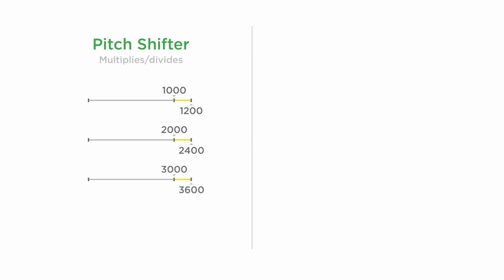Let's start with a quick look at the difference between frequency and pitch shifting. In short, a pitch shifter multiplies or divides incoming frequencies by a certain amount. For example, if you feed a pitch shifter a 1000 Hz signal and set it to output 1200 Hz, it effectively multiplies incoming frequencies by 1.2. So, with the same settings, if you feed the pitch shifter a 2000 Hz signal, it will output a 2400 Hz signal. And if you feed it a 3000 Hz signal, it will output a 3600 Hz signal.